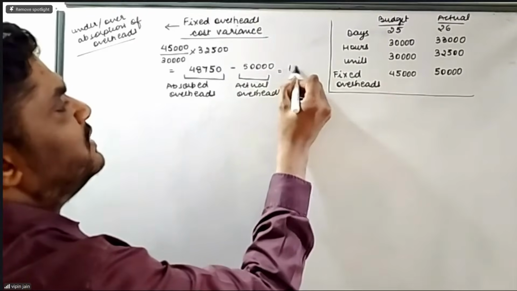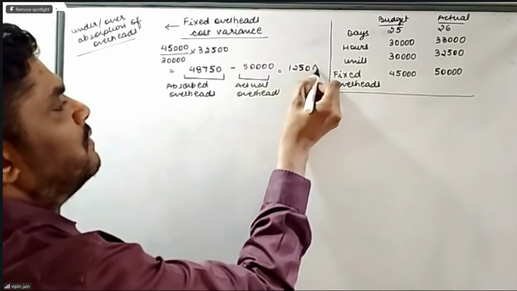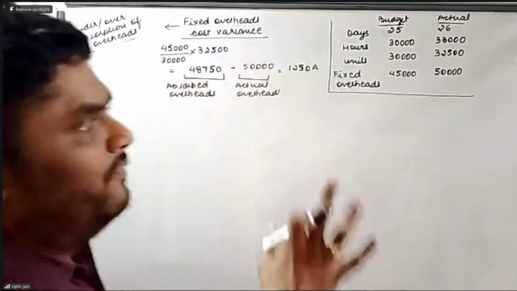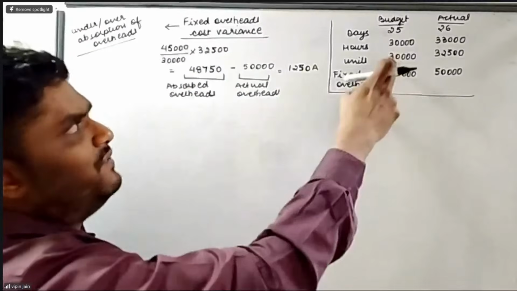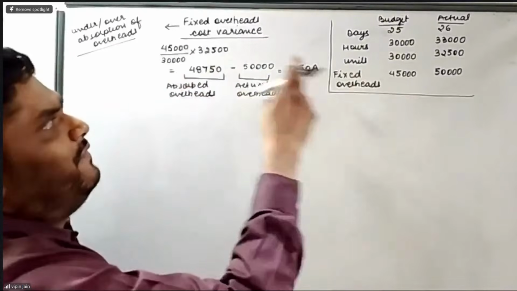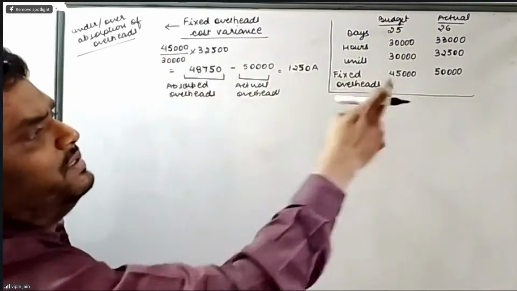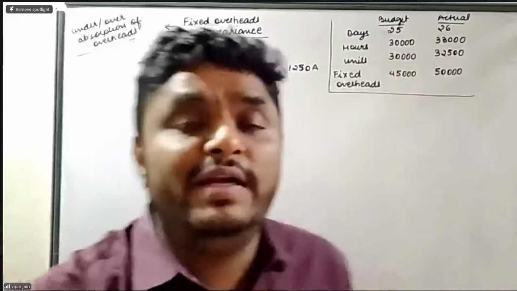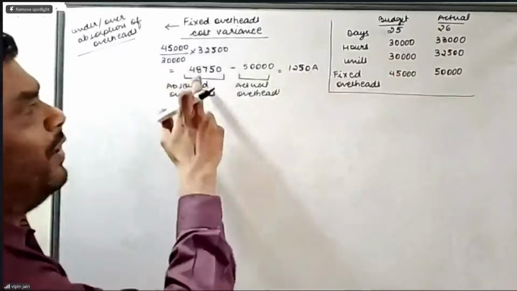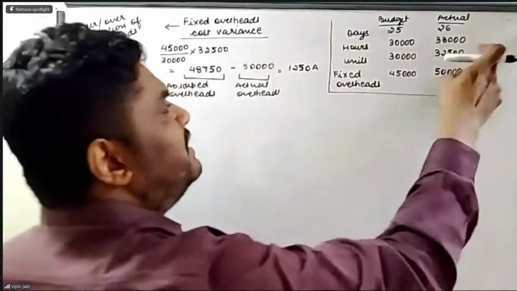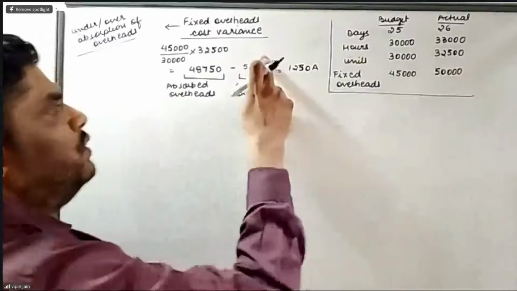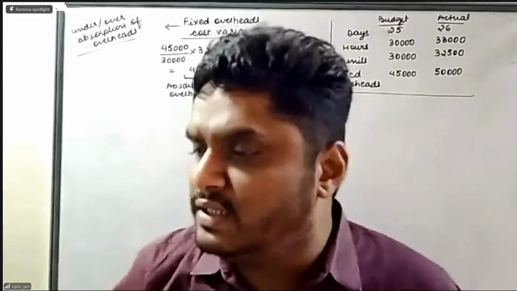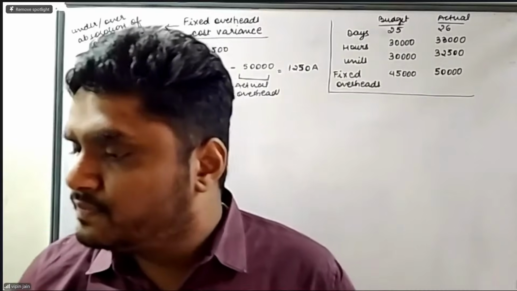It is under absorption, so that's why this will be adverse. Explaining it in simple terms, 45,000 overheads for 30,000 units. So for 32,500 units, how much should my overheads be? 48,750. But for these 32,500 units, how much are my actual overheads? 50,000. So how much extra did we incur? 1,250, so this variance will be adverse.